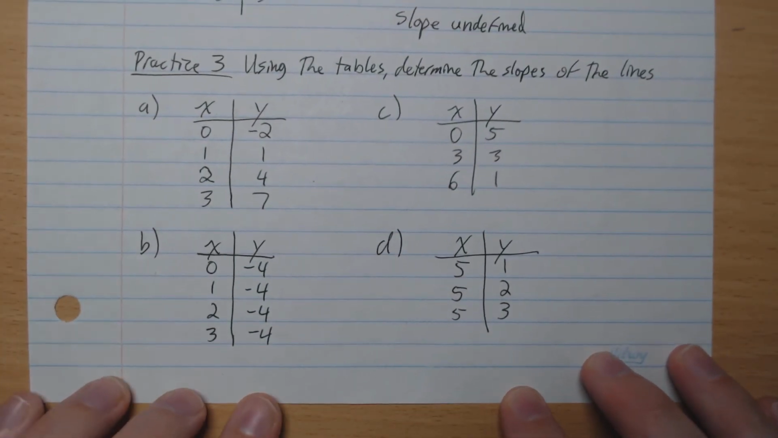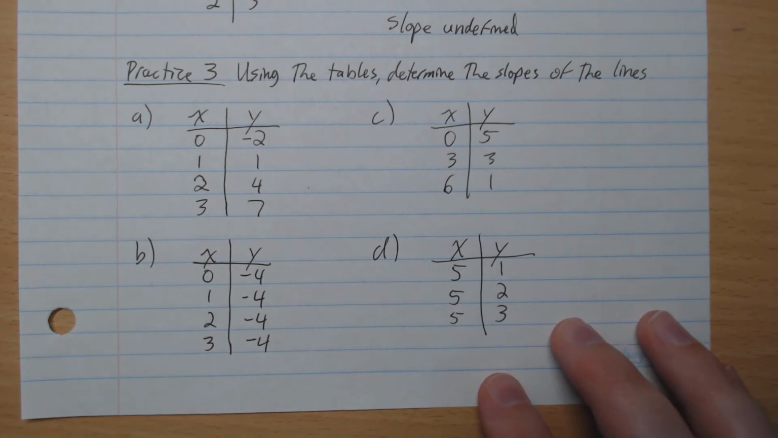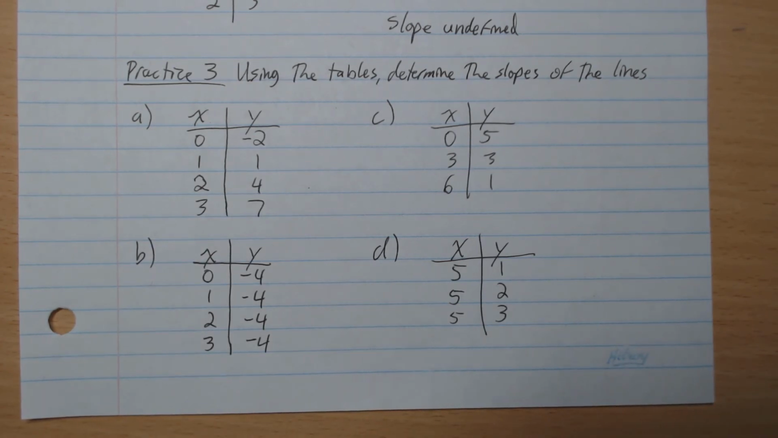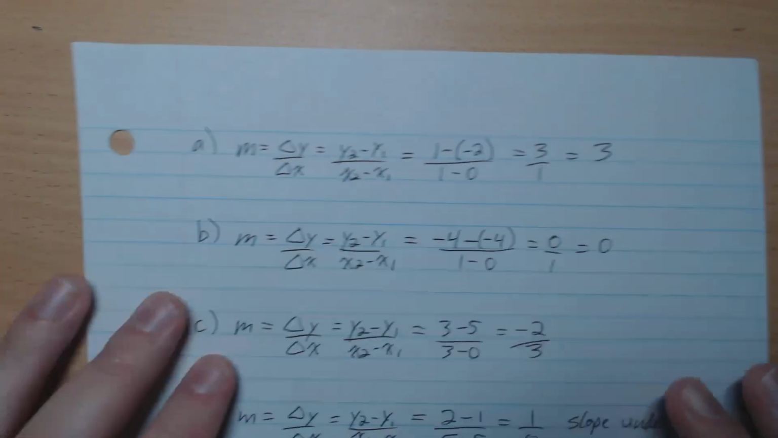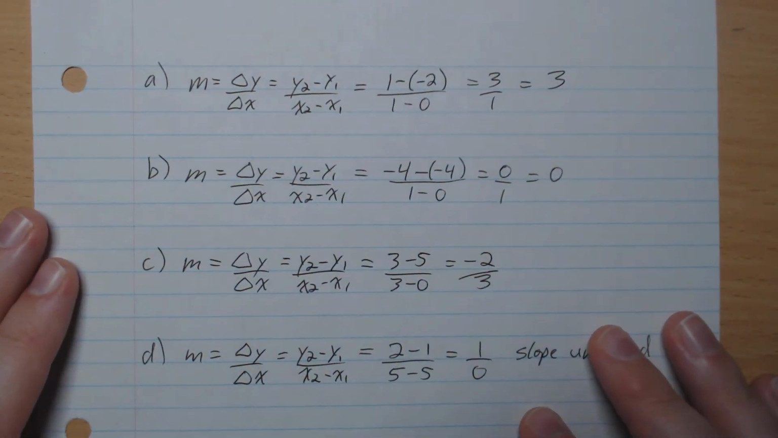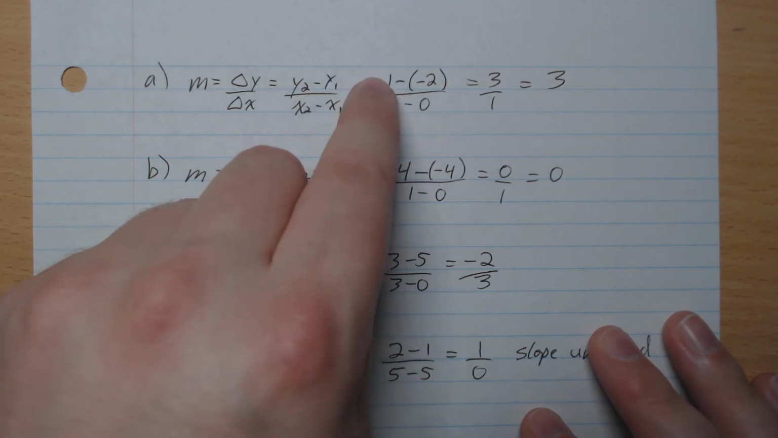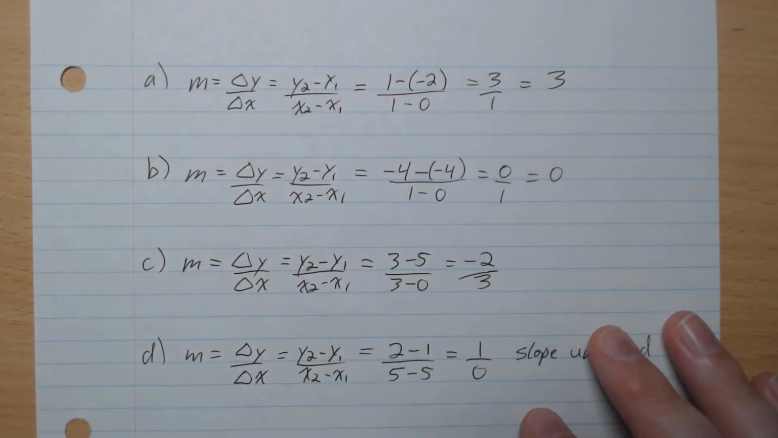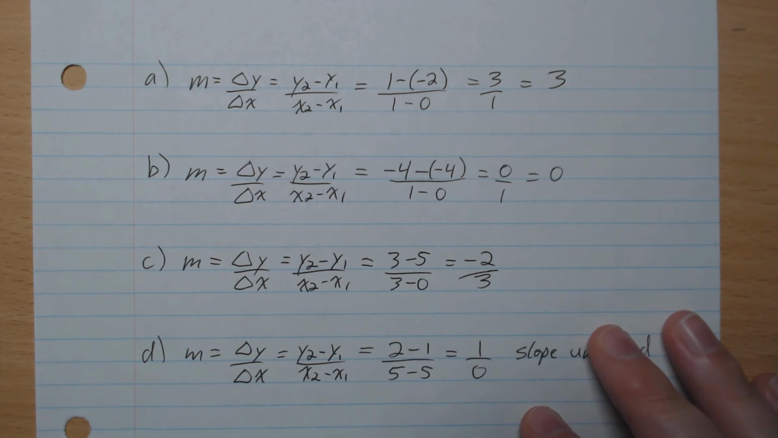Okay, practice number 3. Using the tables given, determine the slopes of the lines. Go ahead and pause the video and answer that. Okay, we're back. So A, we're going to use 1 minus negative 2 over 1 minus 0. So we have a slope of 3.